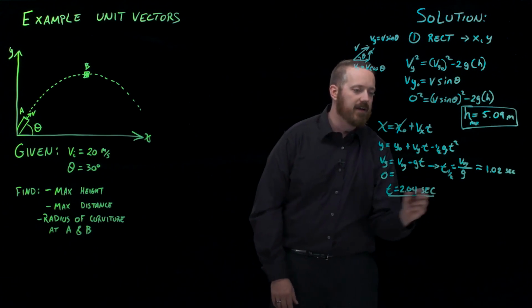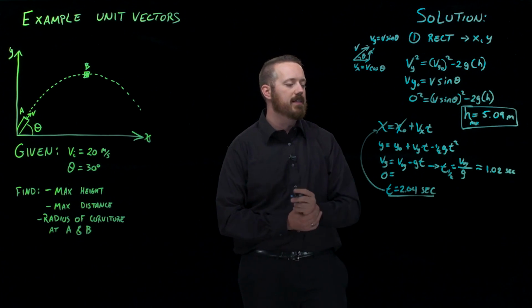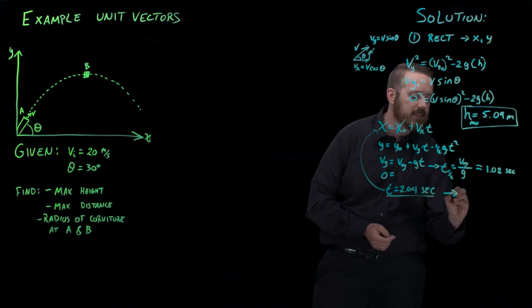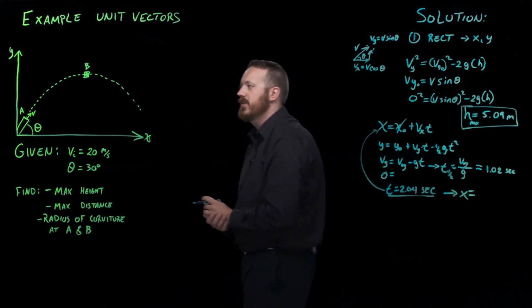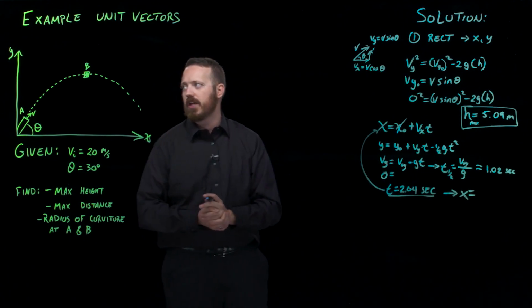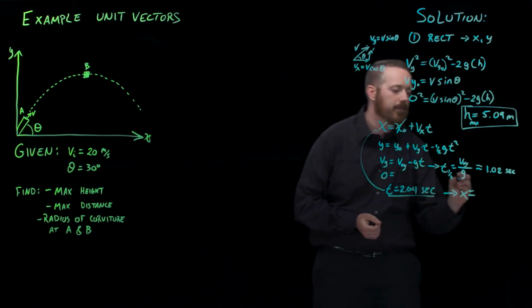And now we know a t value. So if we come back in and plug in our initial velocity, we can find a total distance x that it will travel. And if you plug in those values, you can do that yourself. You should get about 35 meters. So I have 35.33 meters.